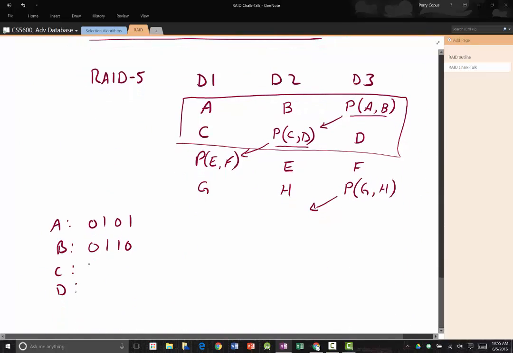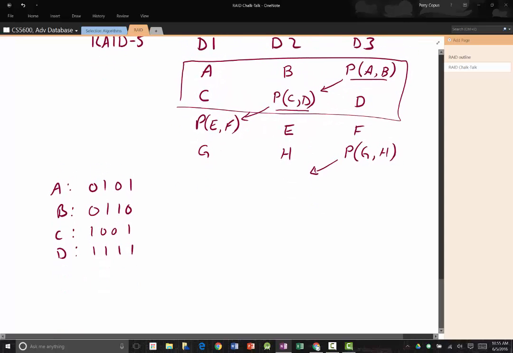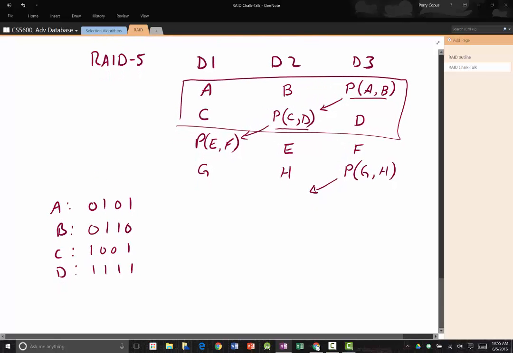Okay. 1, 0, 0, 1, and D was 1, 1, 1, 1. Okay. So the way that we're going to calculate parity is with an exclusive OR operation. So let's look at that. We have disk 1, disk 2, and disk 3, which of course has the parity for the first one. So A is 0, 1, 0, 1.